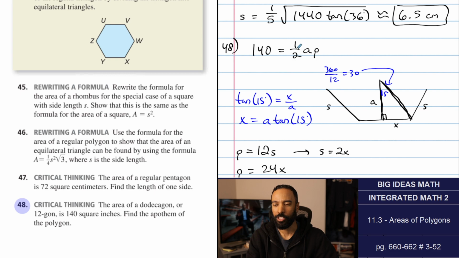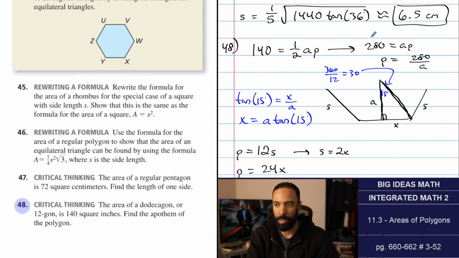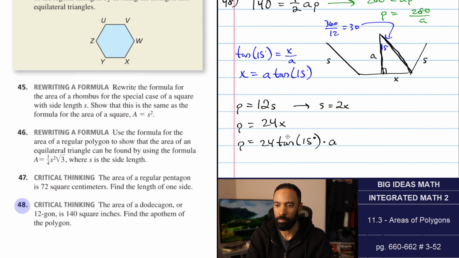Anyway, we also have this relationship up here, getting perimeter by itself. Multiply both sides by 2. You get 280 is apothem times perimeter. And divide both sides by A. You get perimeter is 280 over A. So now I have one where I can get A by itself. I got a perimeter equation there. P equals this and P equals this.